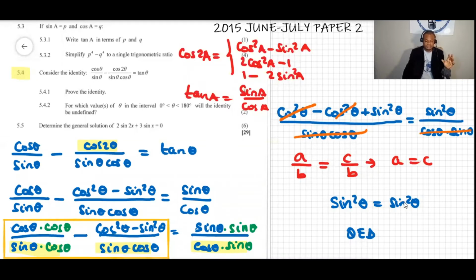Oh, yes, sometimes we could solve the same problem if we use the second formula here, 2 cos squared A minus 1. We can also substitute that over here. We'll end up proving the identity. So now let's see. Maybe we should substitute this from here. I am going to take the same line here, and I want to change it to 2 cos squared minus 1.